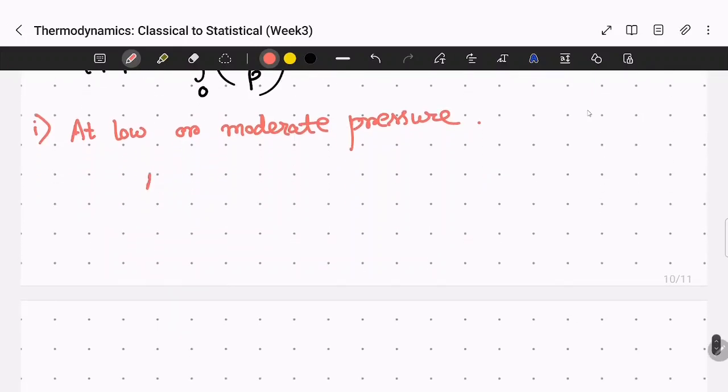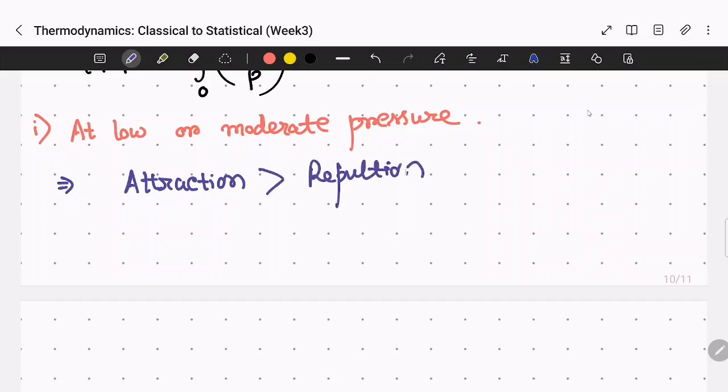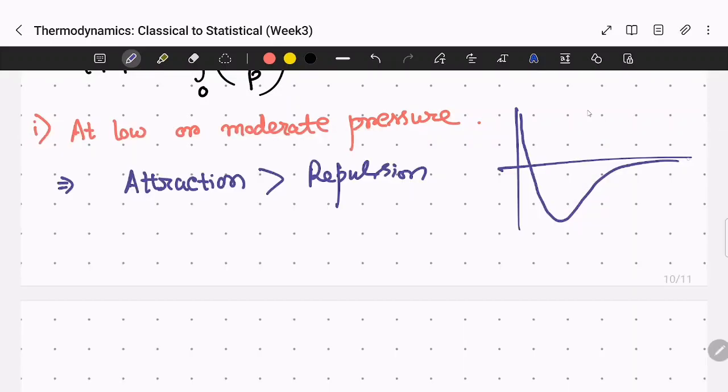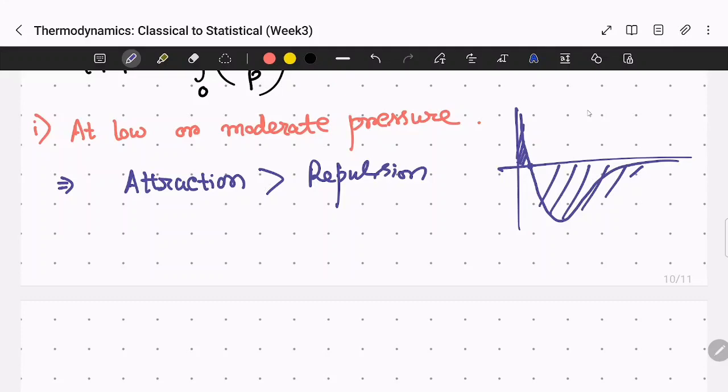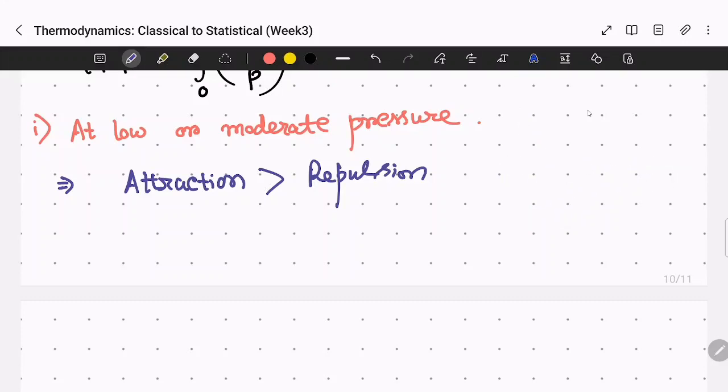So at this condition, attraction is dominating over repulsion. When will repulsion dominate? If the gas molecules are very close to each other, then the repulsion will dominate. We have seen the Lennard-Jones type of potential, right? It looks like this. Here, this part is the attractive part. If the distance is very close, then the repulsion will dominate. So there are two terms, the repulsive term and the attractive term. In the attractive term there is a power of minus 6, and in the repulsive term a power of minus 12. So when R, the distance between two molecules, is very small, then the repulsive term will dominate. Otherwise, the attractive term will dominate. So at low or moderate pressure, the attractive term will dominate.